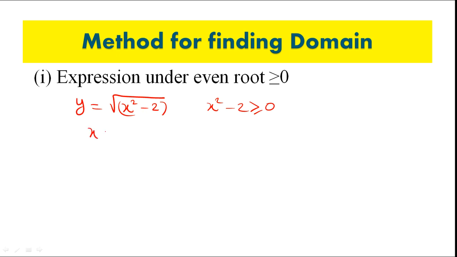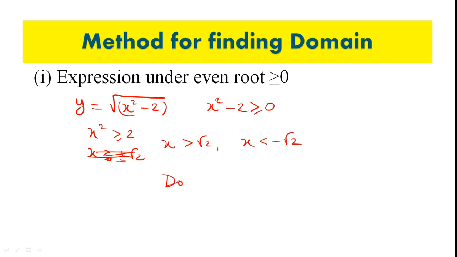So here you can see that x square is greater than or equal to 2. So x is greater than or equal to plus minus root 2. Both the values will be there, right. Here let me cross it. x is greater than root 2 and x is smaller than minus root 2, right. So in this way we can write the domain of the function.